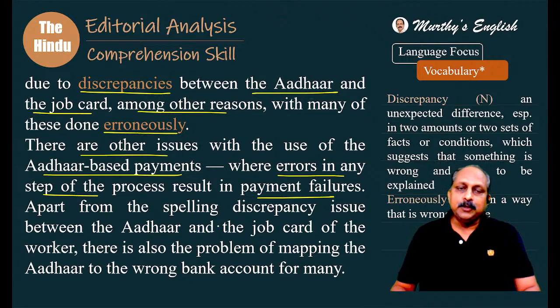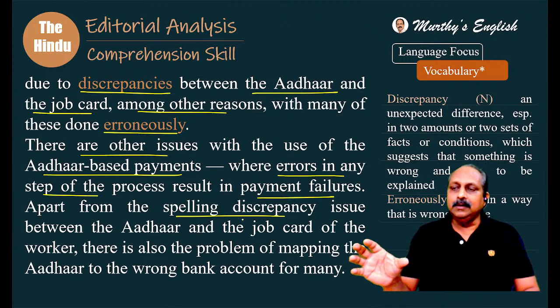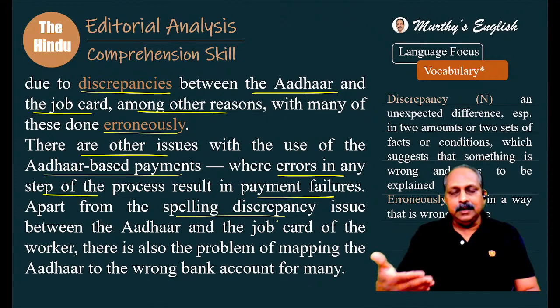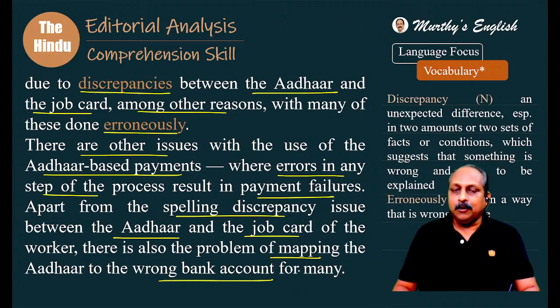Apart from the spelling discrepancy, this is a common problem with government agencies. Spelling is one thing and they type something else. It is clearly your ID or your PAN card, you see some spelling. But when it comes to Aadhaar or some other government agency related this thing, they enter the wrong spelling. That means they do it very casually. Apart from the spelling discrepancy issue between the Aadhaar and the job card of the worker, there is also the problem of mapping the Aadhaar to the wrong bank account for many.